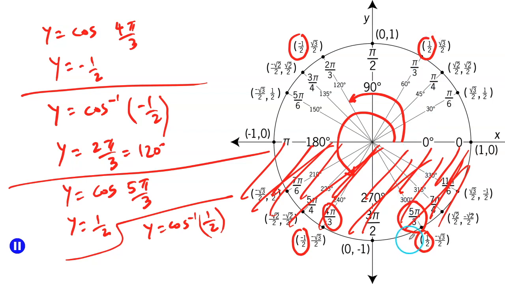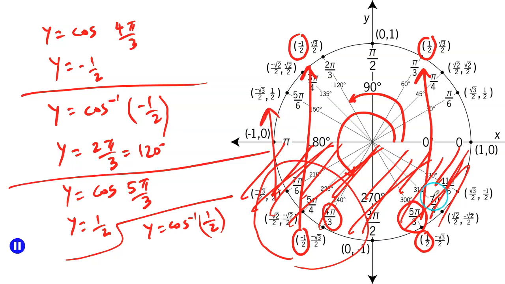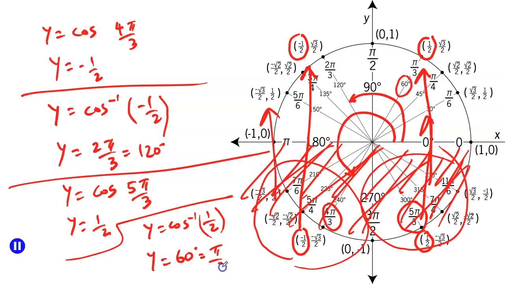Something that you have to notice is, if it's in Q4, then it will move to Q1. If it's in Q3, it will move straight up. So whatever angle is here, it will move to Q2. If the angle is here, it will move to Q1. So in my case, the cosine inverse of 1/2, straight up, and the angle is 60, or pi over 3 radians.